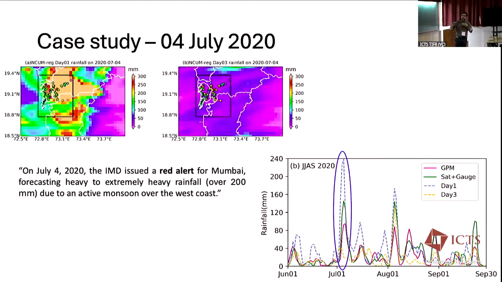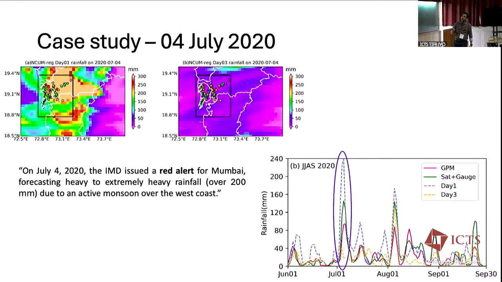That day IMD issued a red alert over Mumbai, with more than 200 millimeters of rainfall. Like yesterday's Bangalore event, this is a Mumbai event. This picture shows a very high rainfall peak, going up to 240 millimeters in the observations. This is the regional forecast of that event on 4th July, along with the observations. The dotted circles are the automatic rain gauge stations in the Mumbai municipality region.